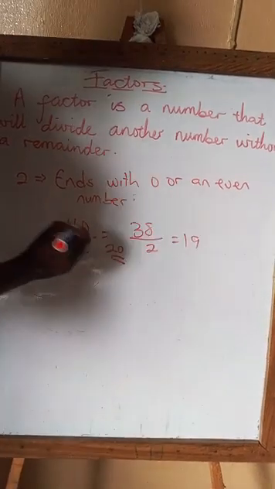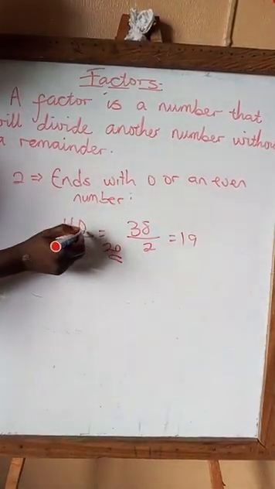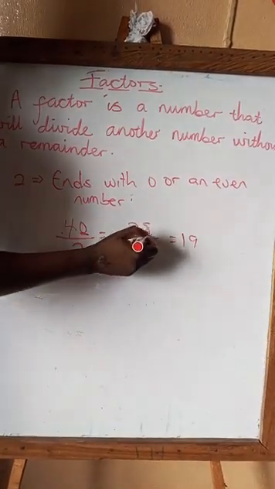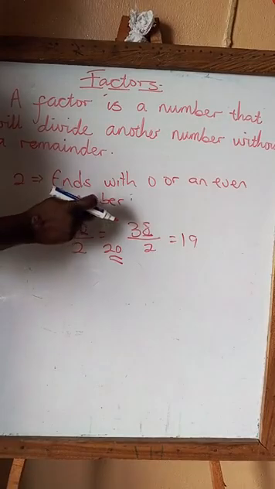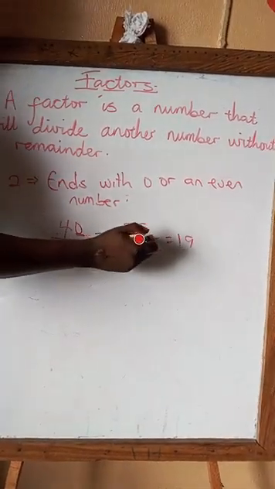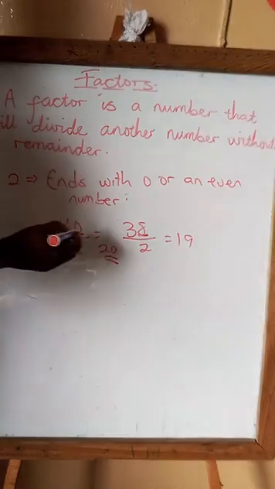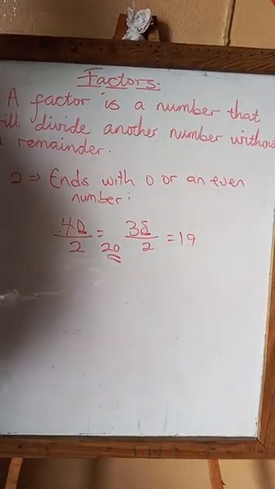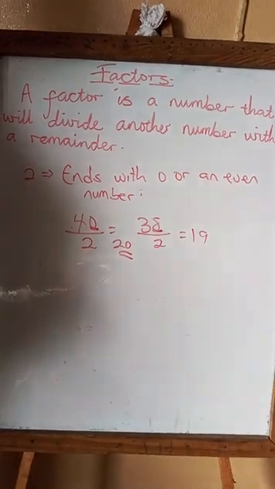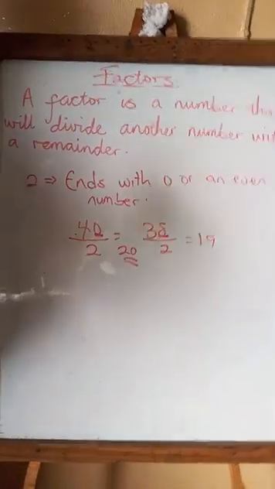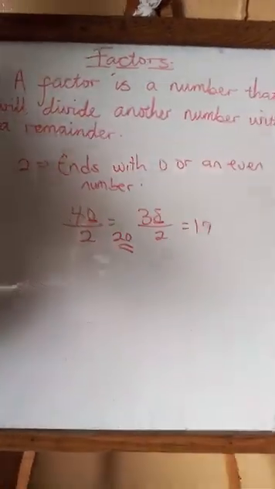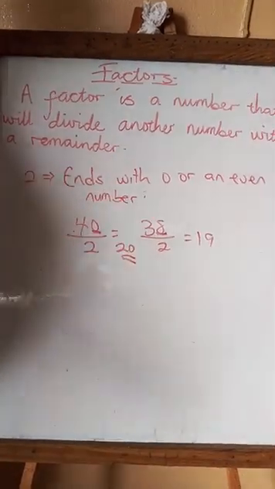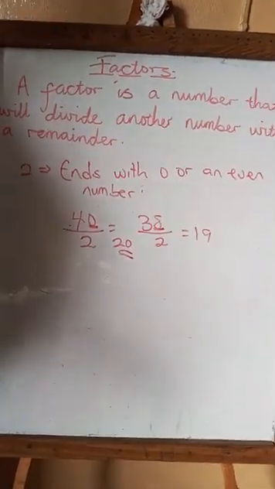Look at this. 40 ends with 0, and 8 is an even number. So any number that ends with an even number or ends with a 0, then 2 is a factor no matter how big the number is. Even if it's a 6 digit or 7 digit number, once it ends with 0 or an even number, 2 will divide it. Do we get that?